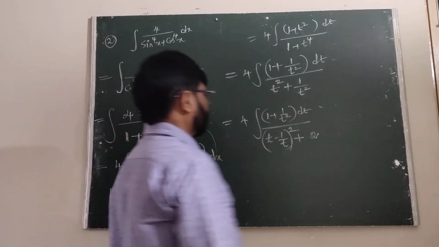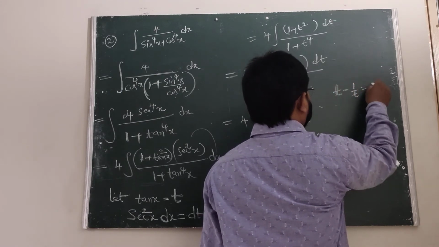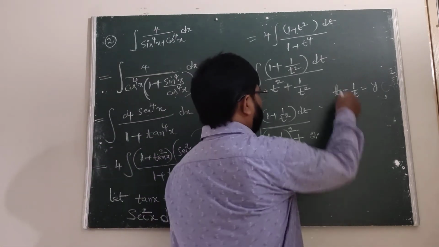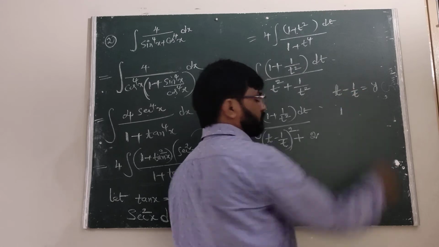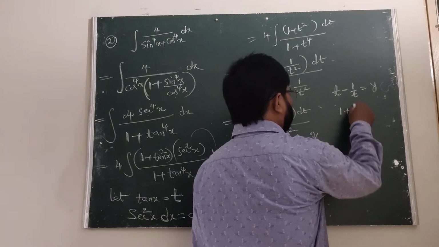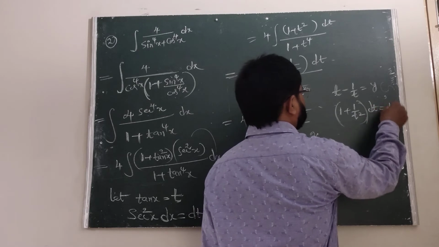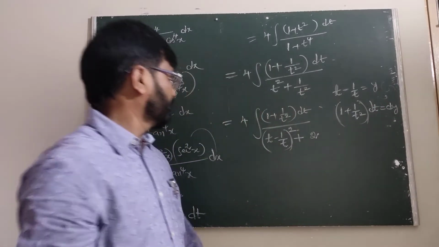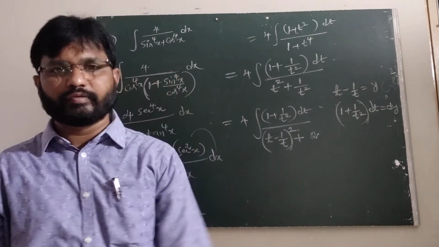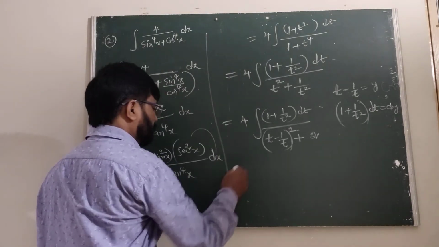Therefore now we are taking t minus 1 by t as y. t minus 1 by t is y. Therefore, the derivative of t is 1, minus the derivative of minus 1 by t is plus 1 by t square, into dt equals dy. Is it clear? Therefore, the derivative of t is 1, minus 1 by t derivative is plus 1 by t square, into dt equals dy.